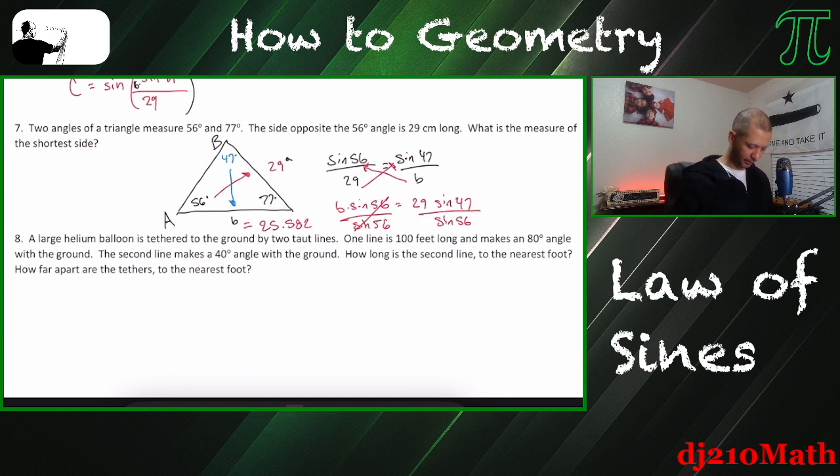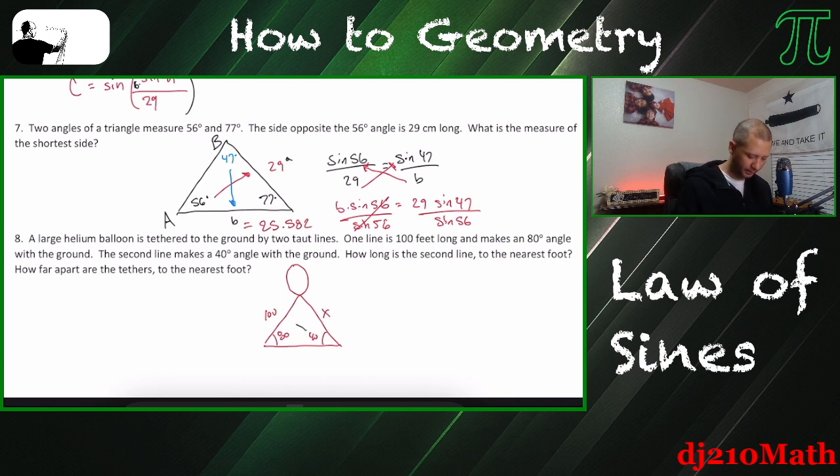Okay, all right. A large helium balloon is tethered to the ground by two taut lines. So here's my weather balloon and two taut lines. One line is 100 feet long and makes an 80-degree angle with the ground. So if this is the ground, this is going to be 80. The second line makes a 40-degree angle with the ground. That's 40. How long is the second line?